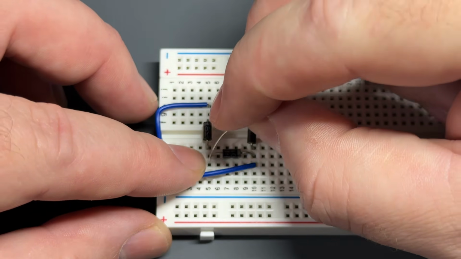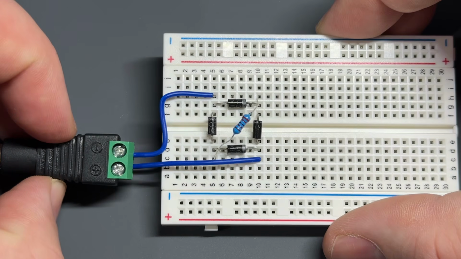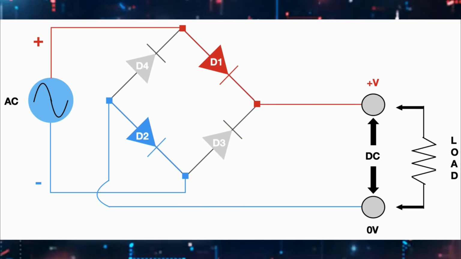When I connect a 2.2 kilo ohm load resistor across the DC output, the bridge rectifier in its most basic form is complete. As the AC signal changes polarity, different pairs of diodes take turns at conducting. On the positive half cycle, diodes D1 and D2 conduct, while D3 and D4 are reverse biased. Current flows through D1, through the load, and returns via D2. And on the negative half cycle, we see the opposite occur. D3 and D4 conduct instead.